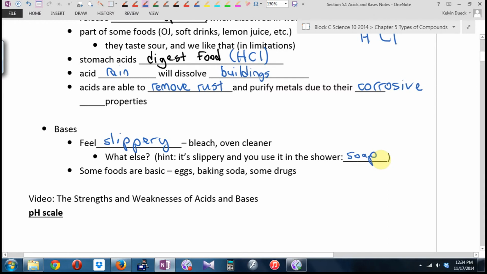Some foods are basic. Eggs, that's why when you're cracking an egg, the egg white's very slippery. Baking soda is a powder, but when you mix it with water or some other liquid, it becomes basic. Some drugs are basic.